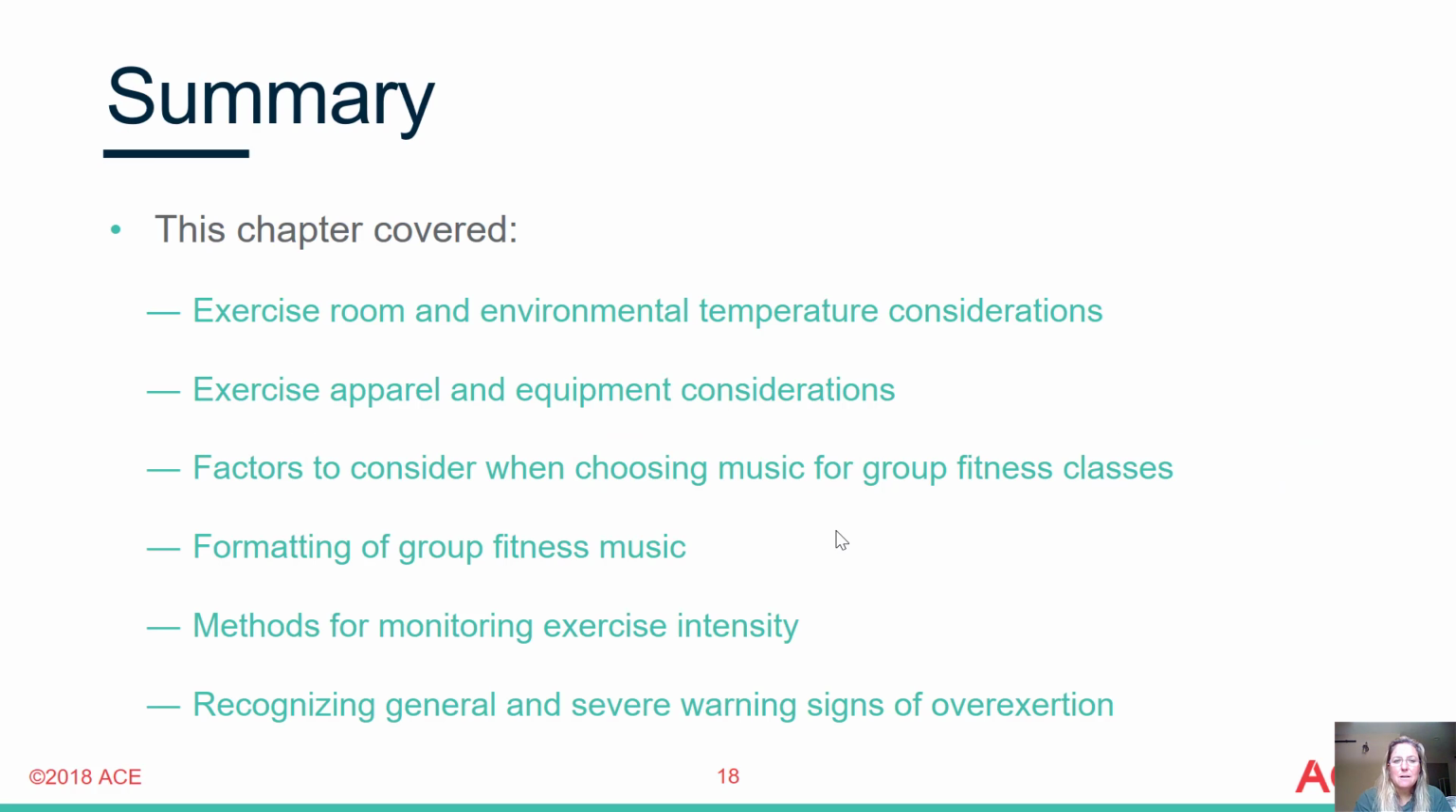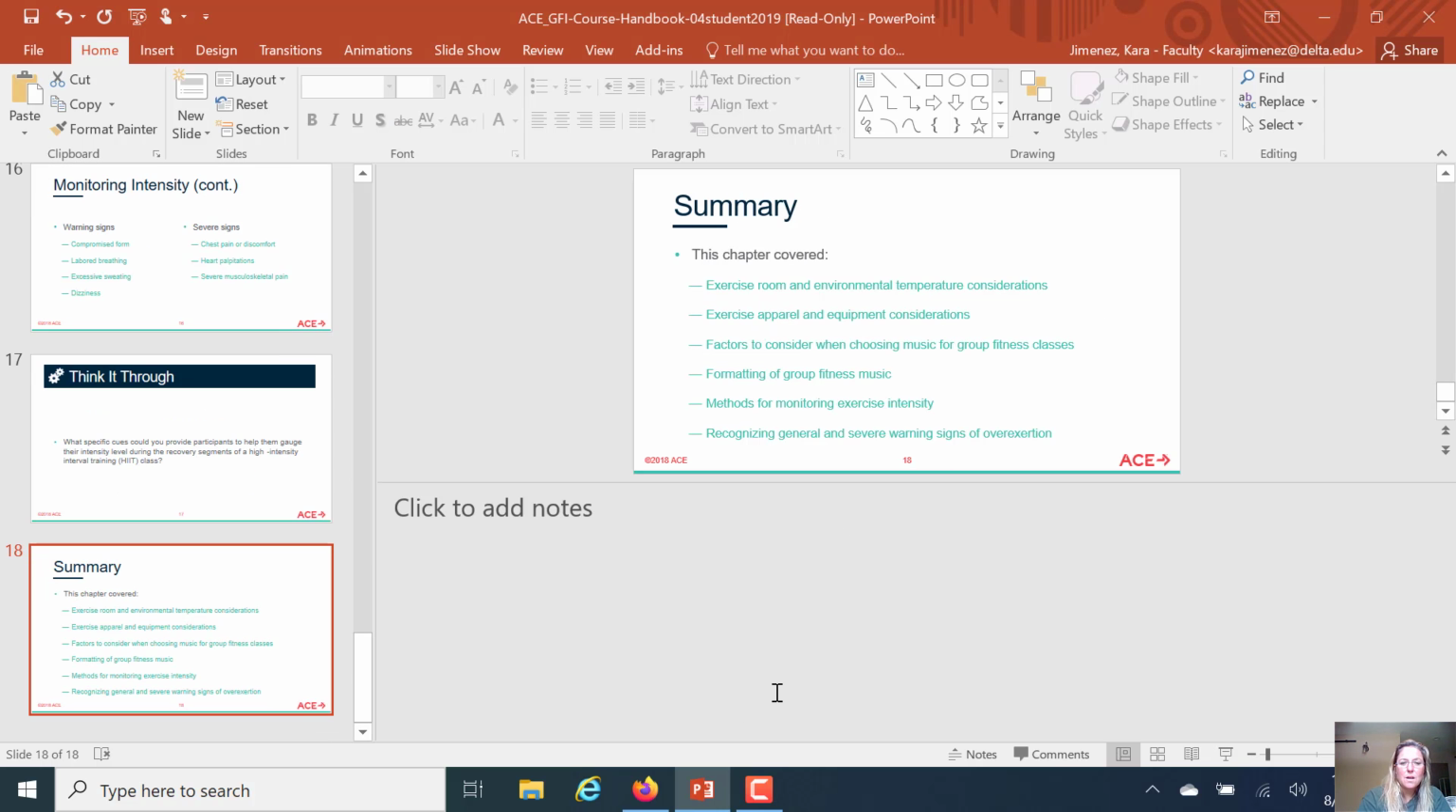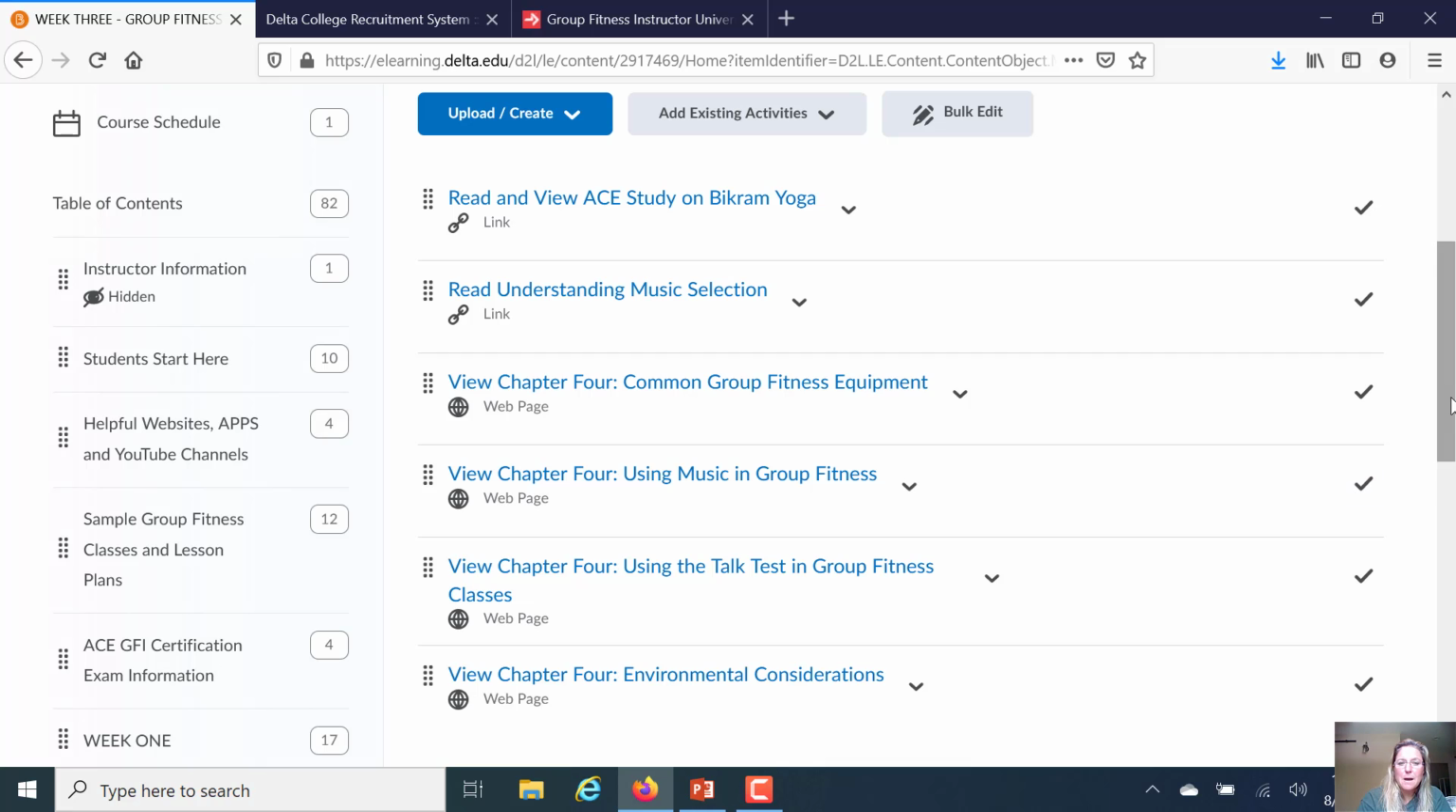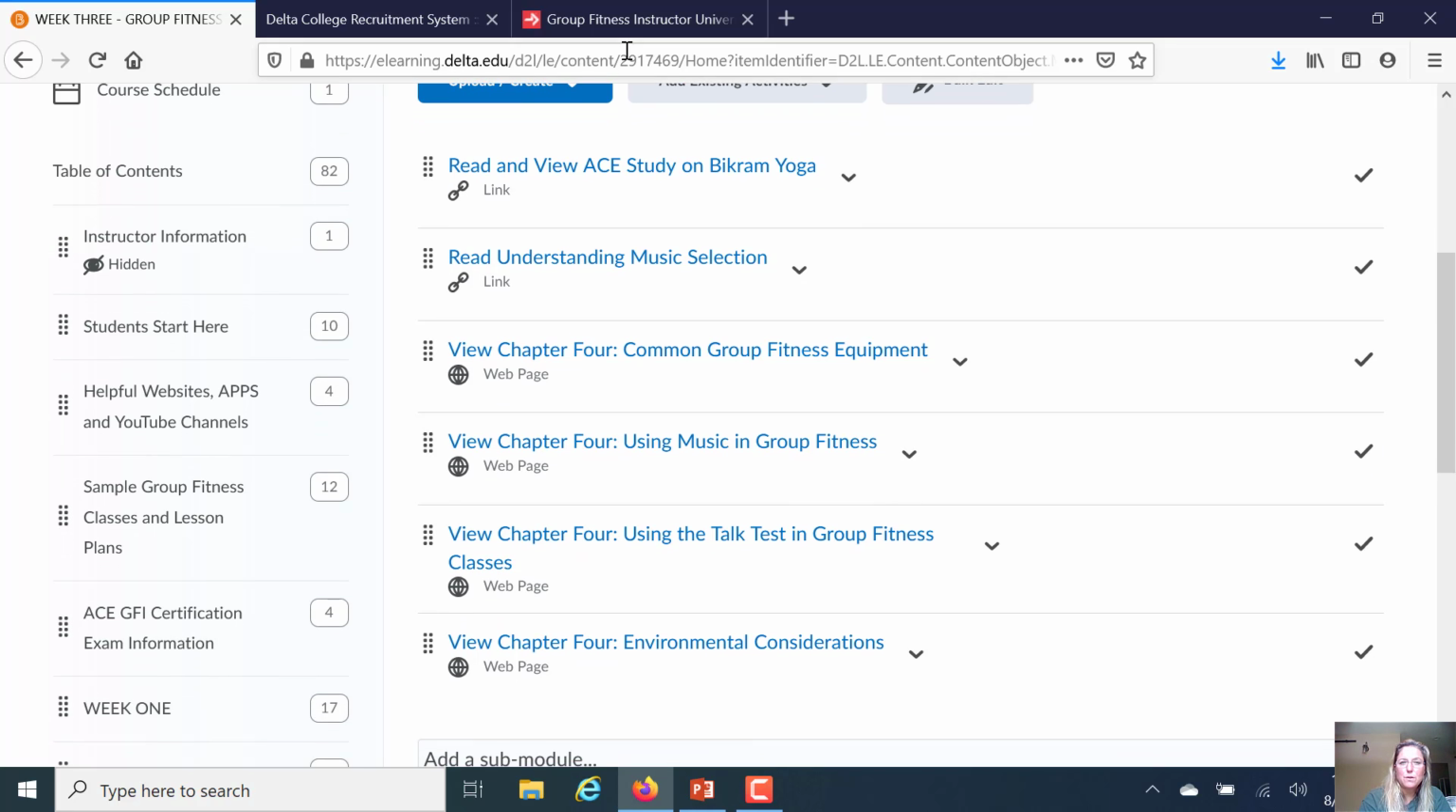So this chapter, like I said, basically covered the environmental side of it. So exercising in heat and cold conditions, looking at appropriate apparel, music, how to monitor intensity, and things like that. In addition to going through this PowerPoint, like I said, I do have quite a few different supplemental materials under the week 3 module that you're going to be not only watching because it's a video, but also reading because it's an article, that are going to correspond with everything in that chapter.